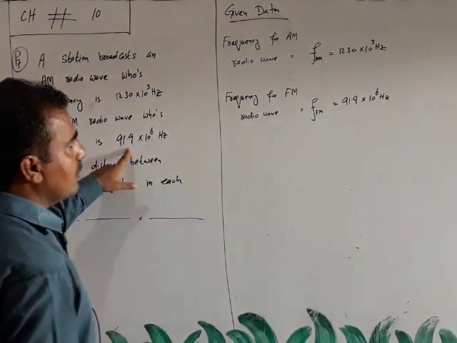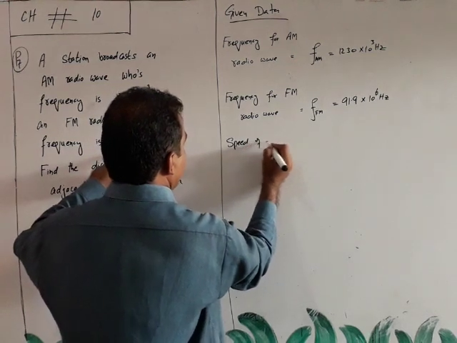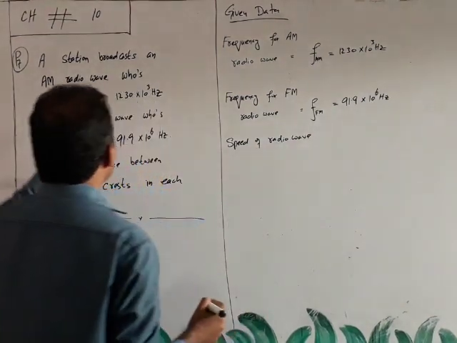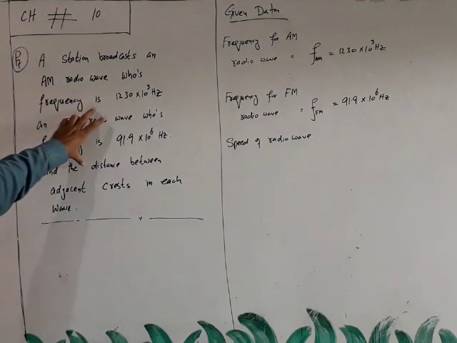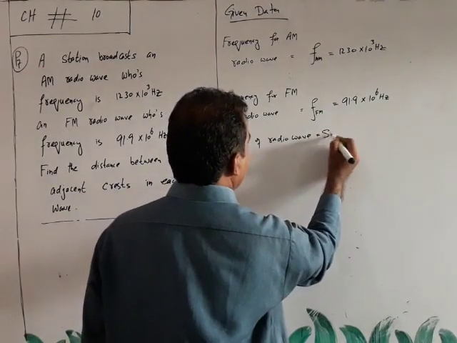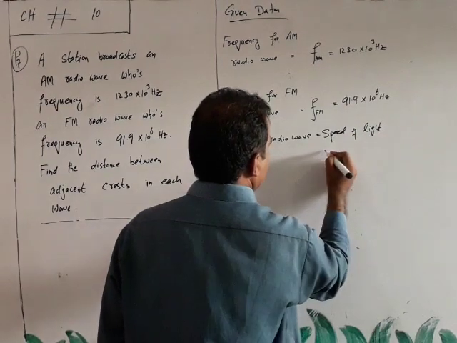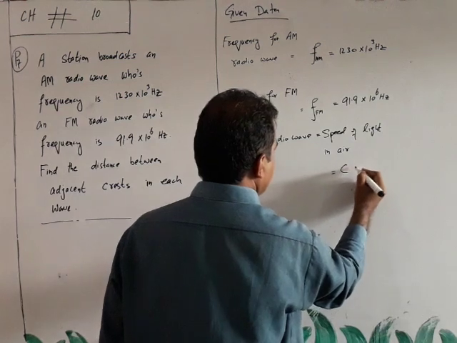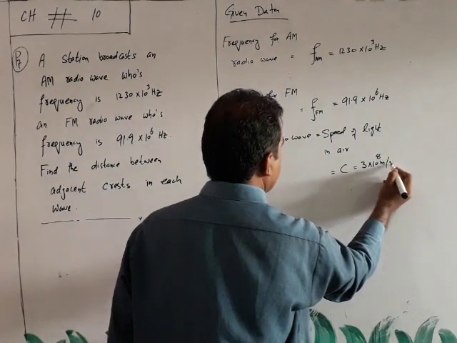So I will write now the speed of radio wave, which is not given in the statement, but we have to keep in mind that radio waves travel with the speed of light. So it will be equal to the speed of light in air, which is represented by capital C, and its value is 3 multiply 10 power 8 meter per second.